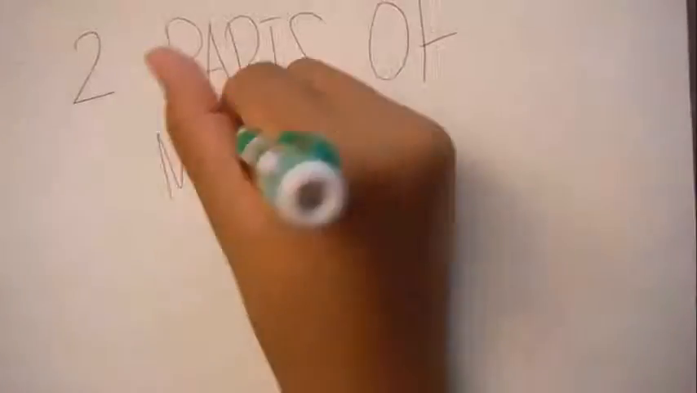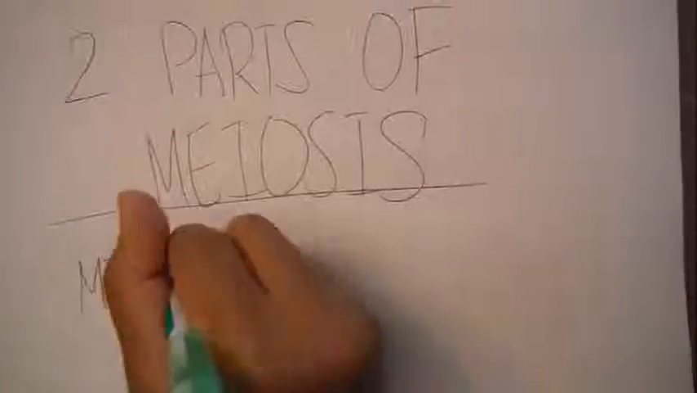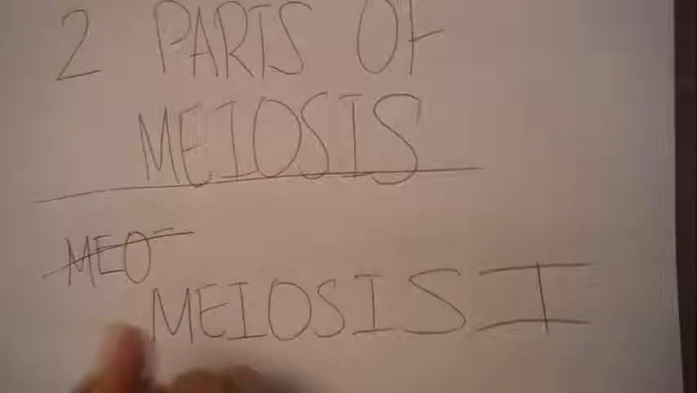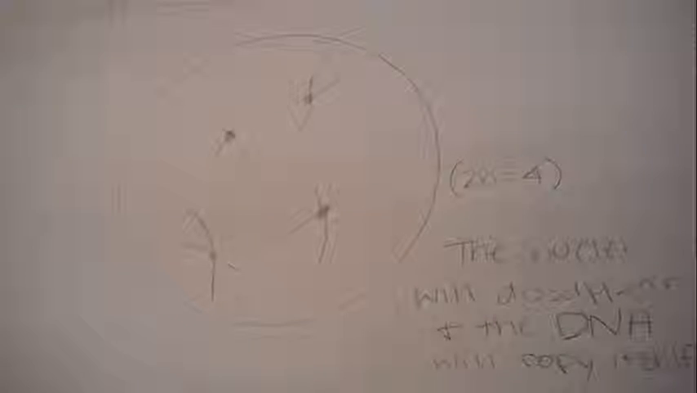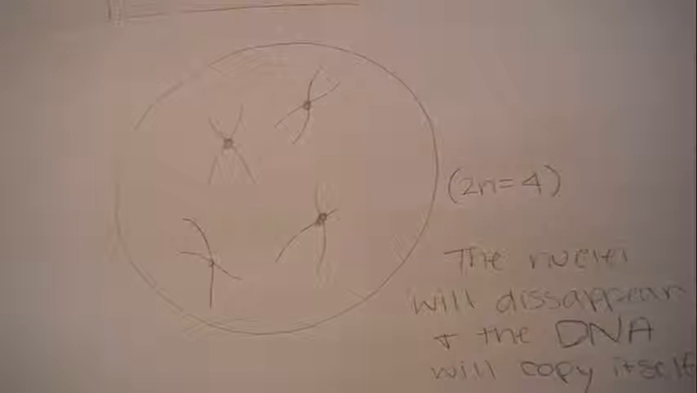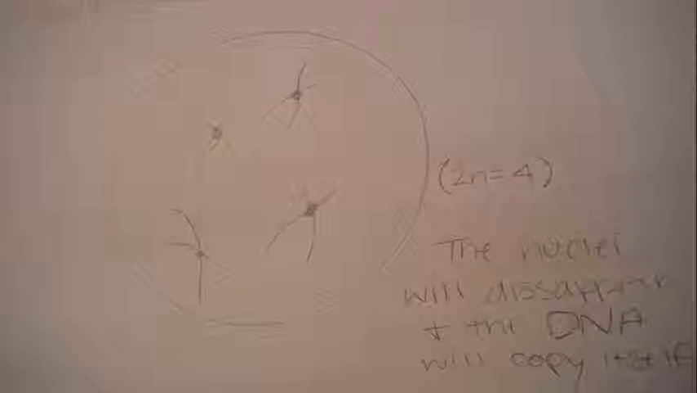Let's go to Sarah with how meiosis works. There are two parts to meiosis, meiosis 1 and meiosis 2. In meiosis 1, there's prophase 1, metaphase 1, anaphase 1, and telophase 1. In prophase 1, the nuclei will disappear and DNA will copy itself. The spindles will start to form and tetrads are visible during prophase 1.